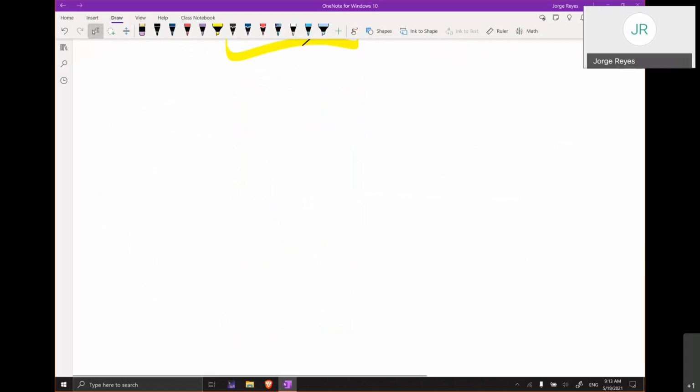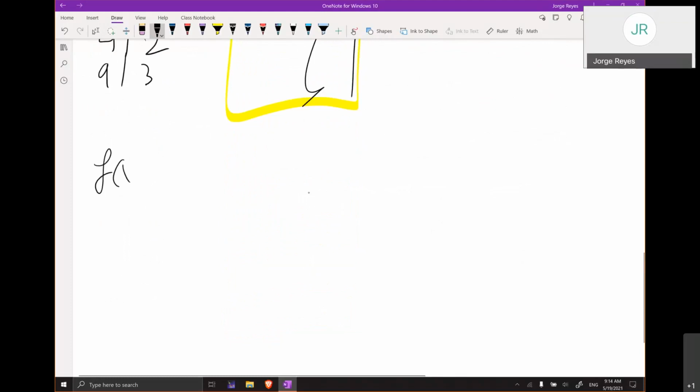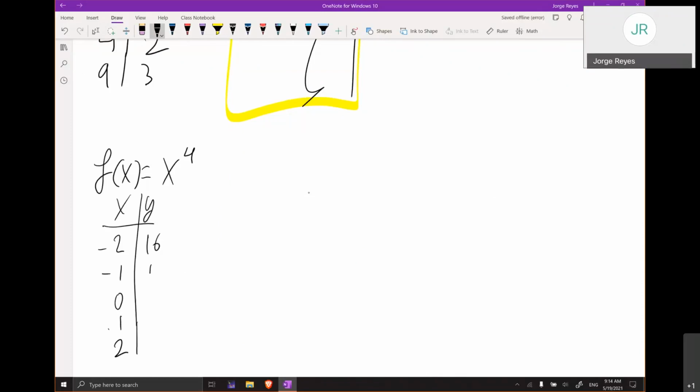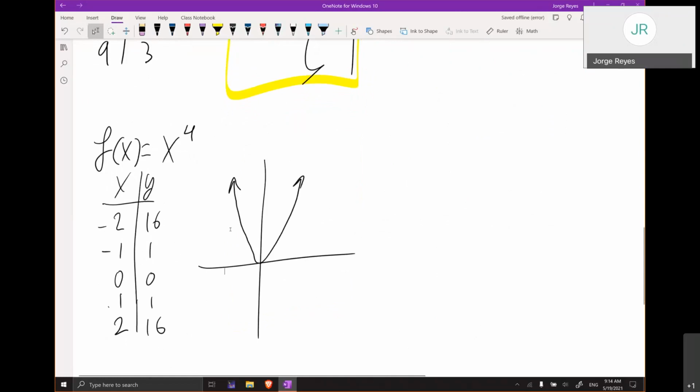And now I'm gonna talk about big powers again. Here f is gonna be x to the power 4. Say x, y. And I'm just gonna plug in the same numbers that I almost always plug in. And what happens? You're gonna get 16, 1, 0, 1, 16. If you plug those in, it's gonna look like this. So it looks kind of like x squared, just a little skinnier.